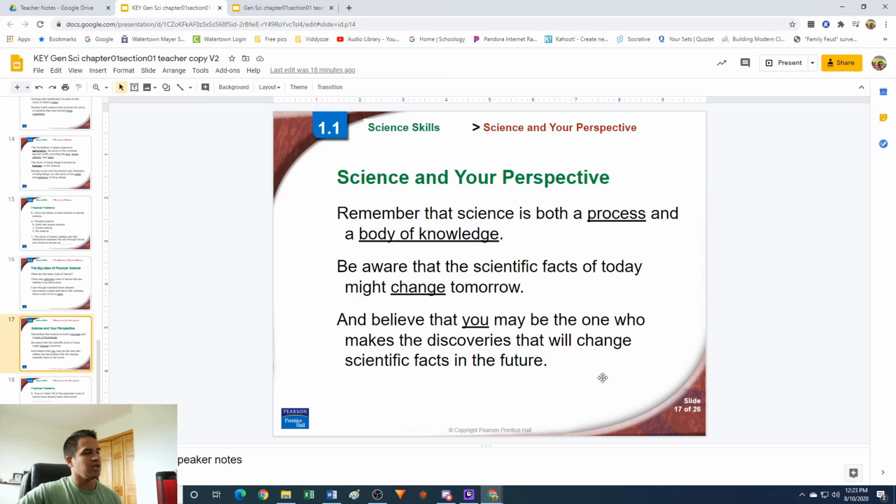So, all right. Anyway, that is it for this first section. Hope that gives you a little bit of an idea of just what science is and how it works, as well as some of the different subjects in science.